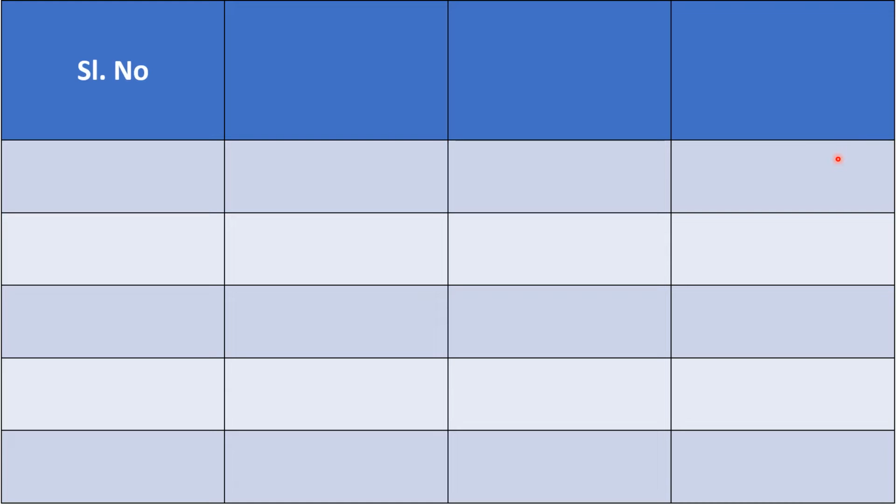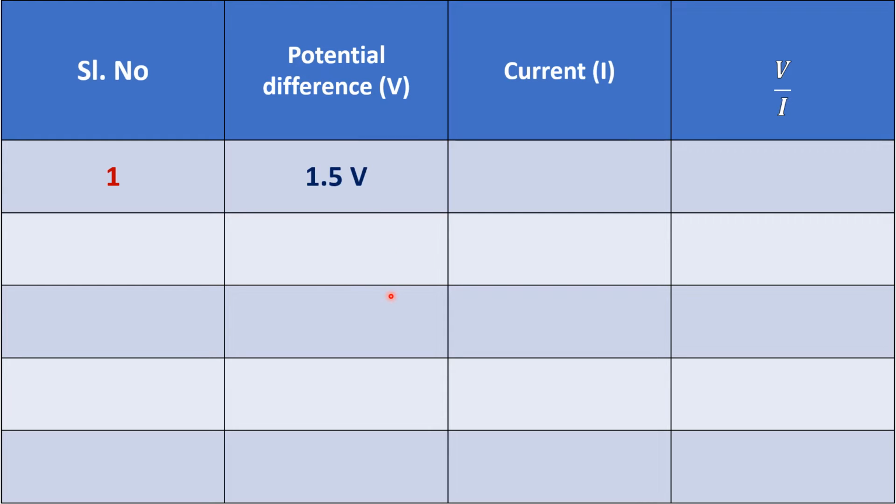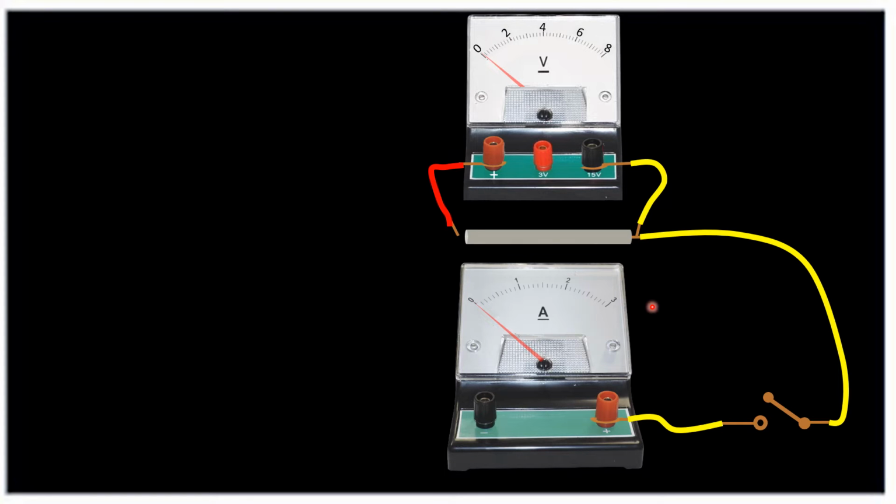So this is the table: serial number, potential difference V, current I, and V by I. I will calculate V by I later. First, serial number 1. The potential difference we got is 1.5 volts, across the iron spoke I am talking about, and the current passing through it is 0.4 amperes. Next, this time I am going to use two dry cells.